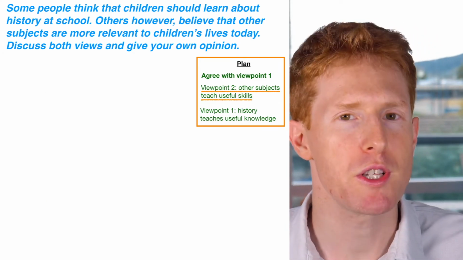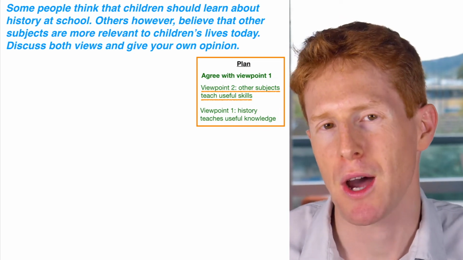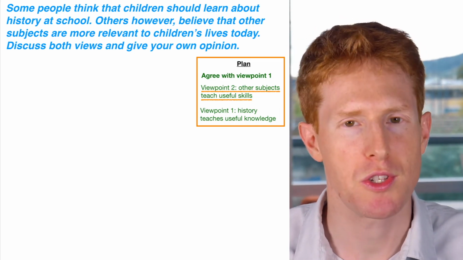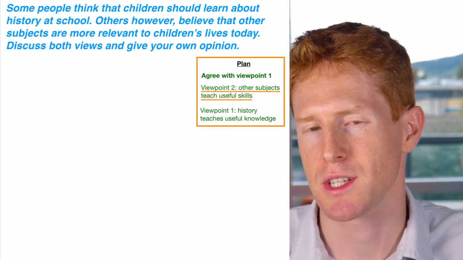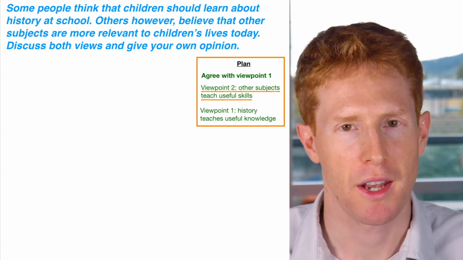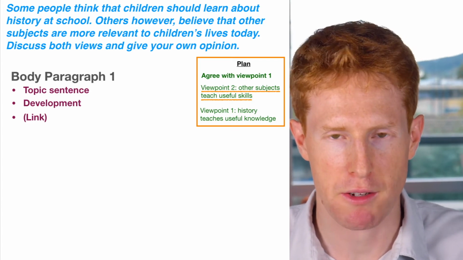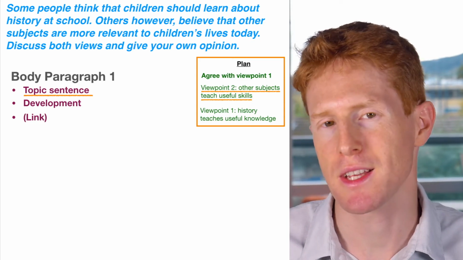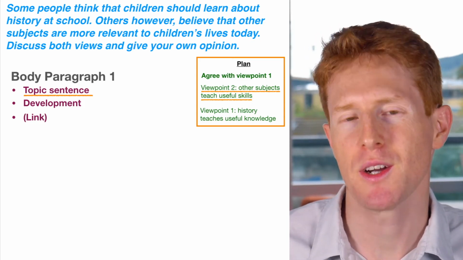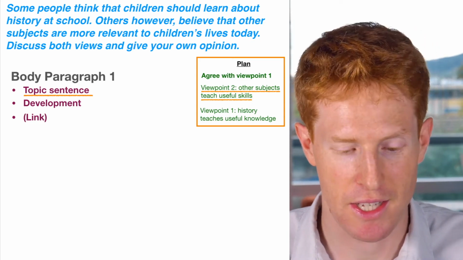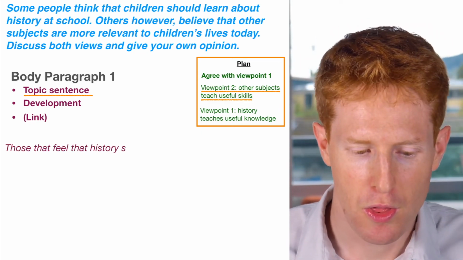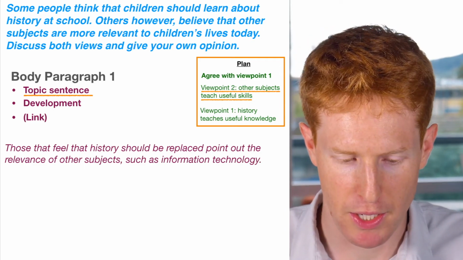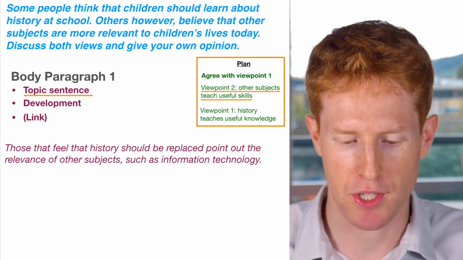So remember, our first body paragraph is talking about the viewpoint that we don't agree with. So in this case, it's viewpoint 2, that other subjects teach useful skills. And as always, we're going to have our topic sentence, our development, and our link. So we start with a topic sentence which makes it very clear to the examiner what they're going to read about in this paragraph. Those that feel that history should be replaced point out the relevance of other subjects, such as information technology.